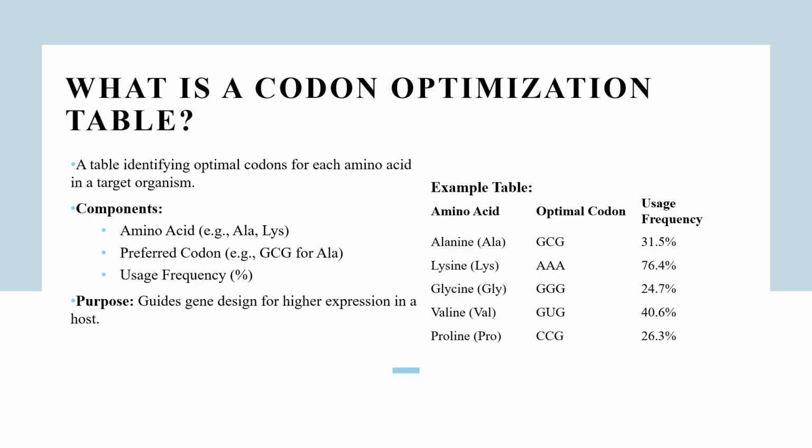And I also give an example of a table in which I discuss the amino acids and their optimal codon usage frequency. Alanine: GCG is the optimal codon and its usage frequency is 31.5%, and so on. All of these amino acids have their optimal codon and their usage frequency.